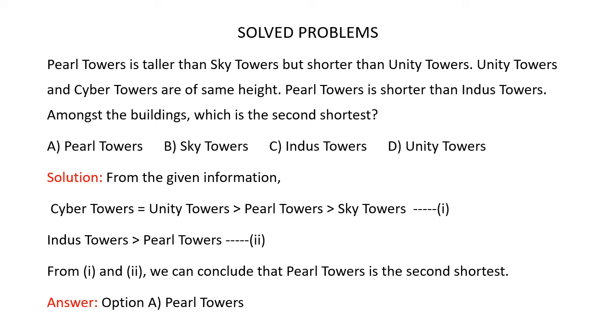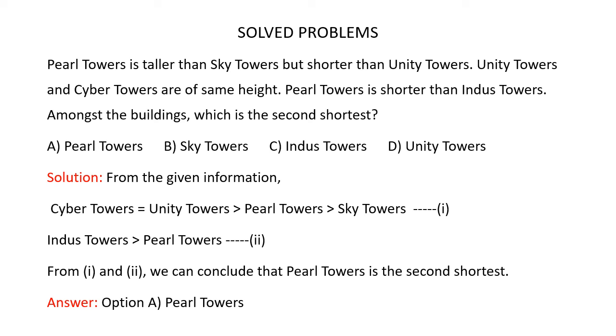Now from the information given, we know that Cyber Towers and Unity Towers are of the same height. Also, Pearl Towers is taller than Sky Towers but shorter than Unity Towers. This is the first expression. Now it's also given that Pearl Towers is shorter than Indus Towers. This is the second expression.